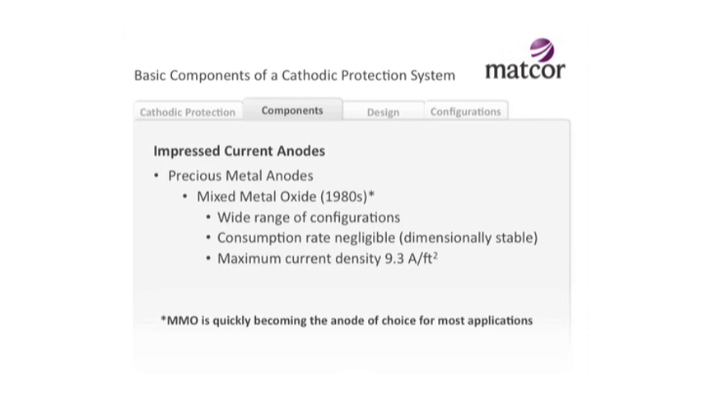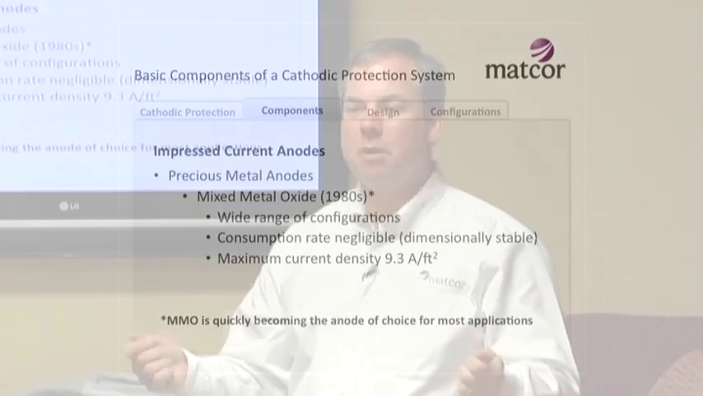The anode, mixed metal oxide, is actually a coating over a titanium substrate. So we take titanium metal, and that metal can be in a wide range of configurations. And actually, one of my later slides, I talk about configurations. Unlike a cast iron anode, where basically you're casting a cylinder, a long rod, okay, and you can't really cast a lot of neat structures.